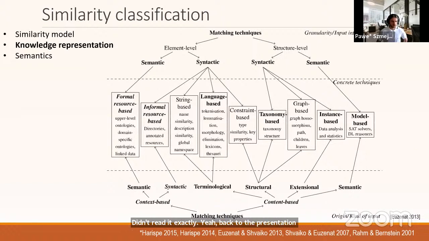So what you may see here is that we have a division, for example, between graph-based methods, taxonomy-based methods, and ontology, or the formal resource-based methods in this case. Even though all of those are represented in a graph, this division by knowledge representation considers them to be entirely separate, which is why there is a bit of a mess in this representation.